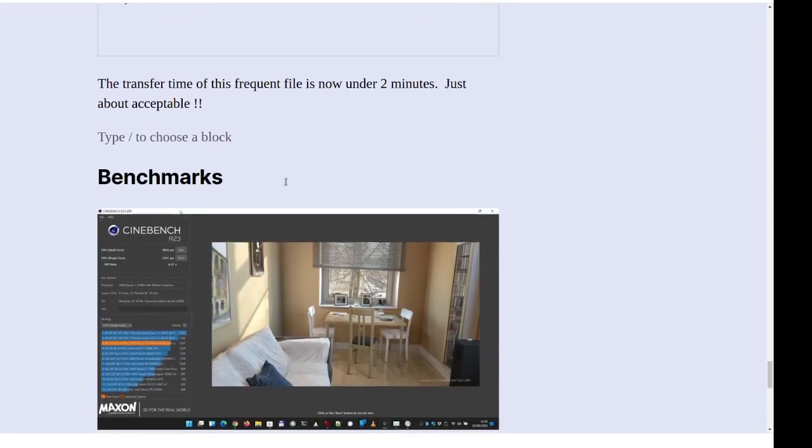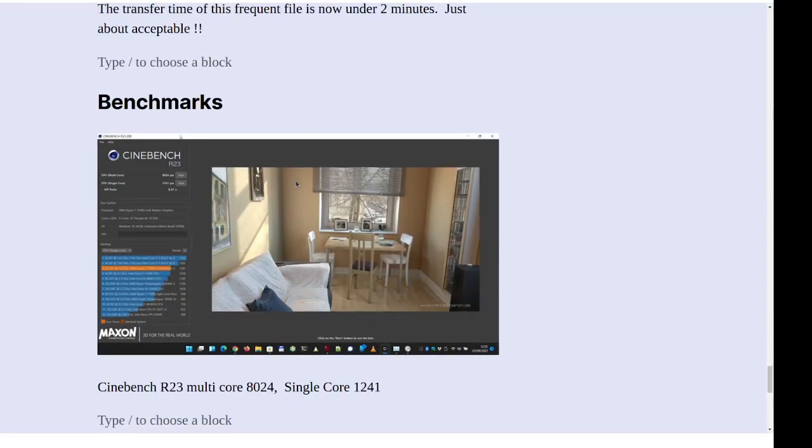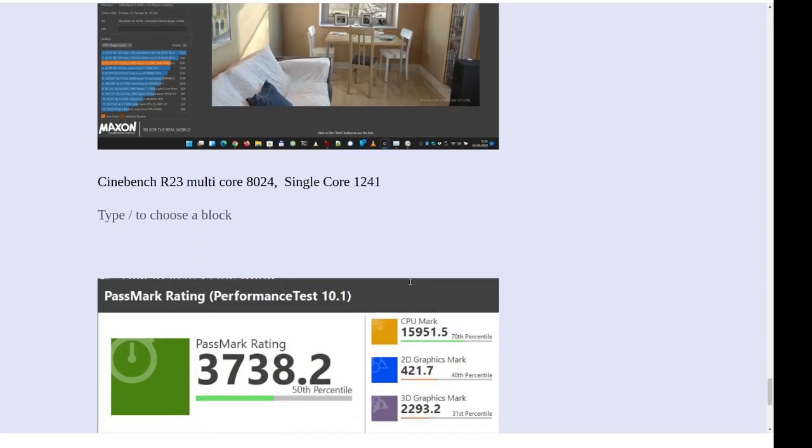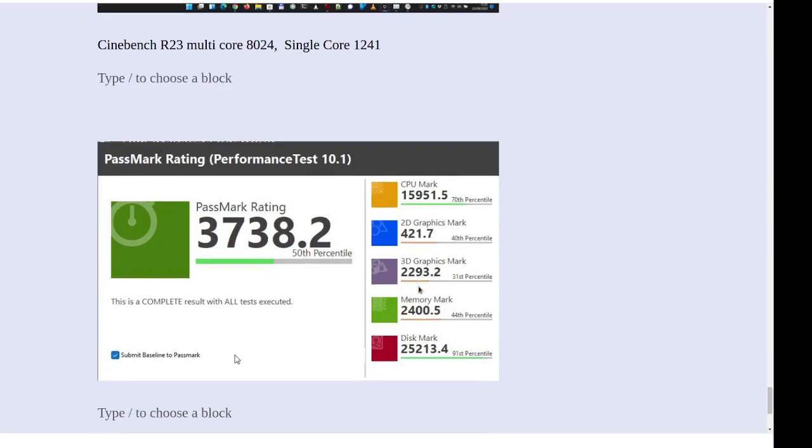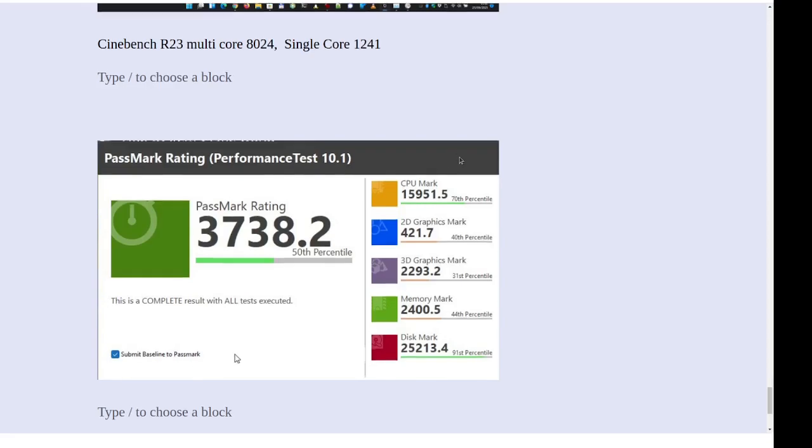Onto the benchmarks. Well, running Cinebench, the Cinebench multi-core is 8,000 and Cinebench single-core is 12,041. I think they're pretty decent numbers. It's a laptop. And my Passmark benchmark, which I run and I'm particularly keen on because they do very good CPU analysis, comes out at this 3738. And the CPU mark, which is what I use it for mostly, is about 16,000. So 16,000 puts this laptop slightly ahead of the current generation of Apple M1 chips. And that, to me, is pretty impressive.